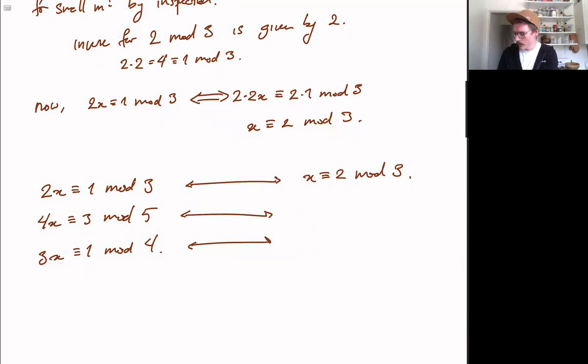So what is an inverse of 4 mod 5? Well, again, let's just check some things. Is it 2? 2 times 4 is 8. So no, because that's 3 mod 5. Is it 3? 3 times 4 is 12, which is also no, because that's 2 mod 5. Is it 4? I think it is 4, because 4 times 4 is 16, which is 1 mod 5. So let's multiply both sides by 4. The left side cancels out and becomes an x. On the right side, 4 times 3 is 12, so it's 2 mod 5.